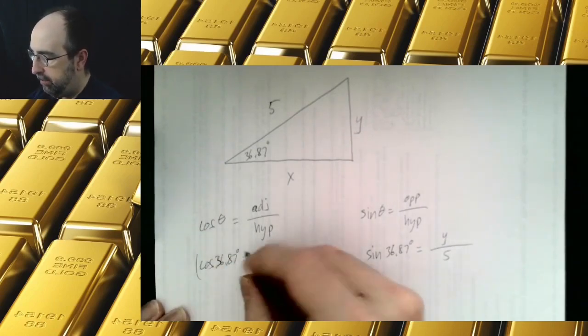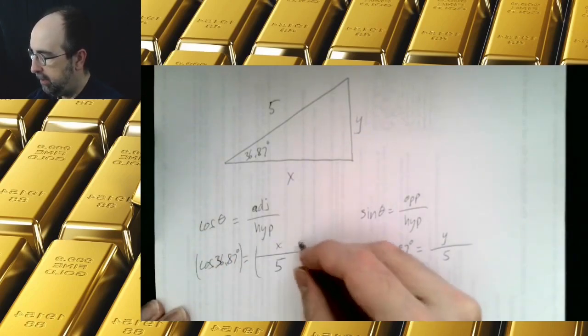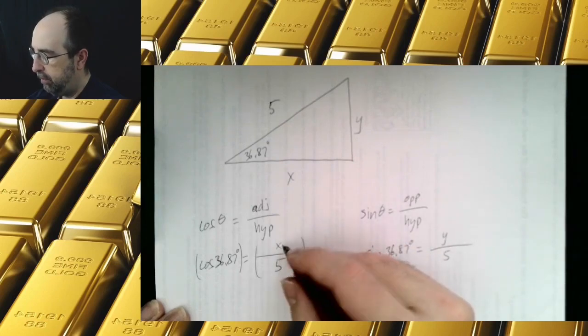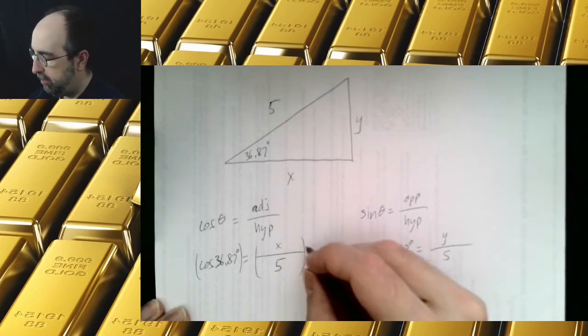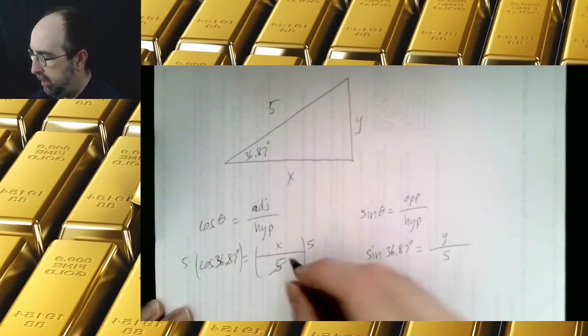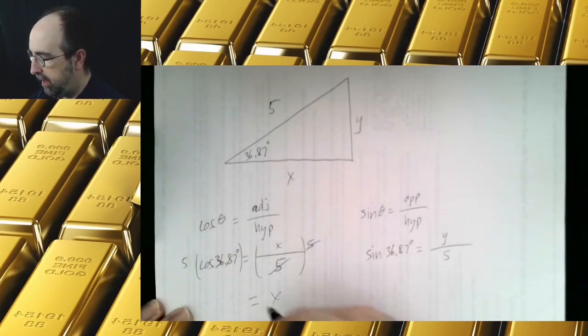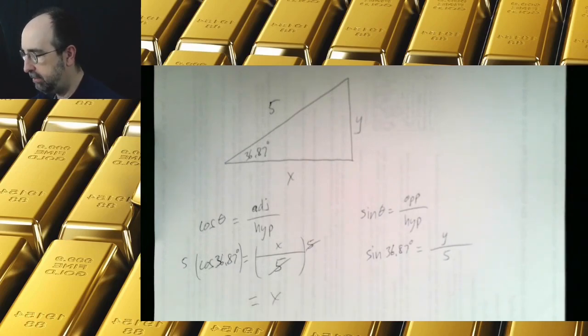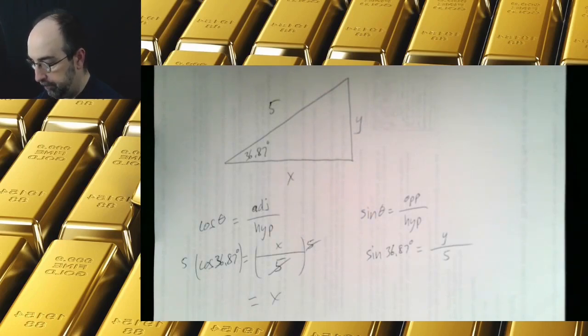On this problem, to get x by itself, we would have to do the opposite of dividing by 5, which is multiplying by 5. So we'll multiply by 5 on both sides. These cancel, and we get x on the right side, and we get 5 times the cosine of 36.87. Now, I believe that's 4. And that's correct.